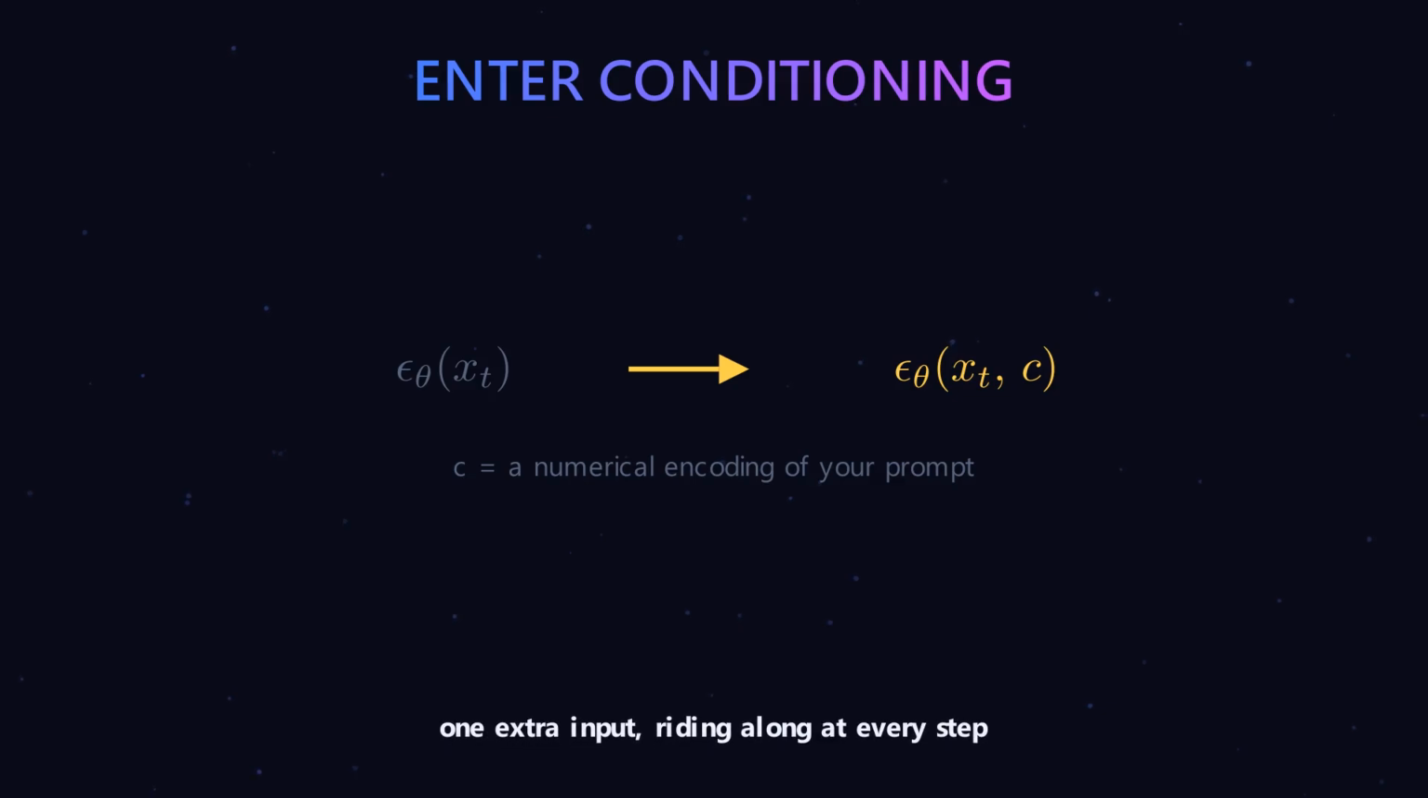The fix is called conditioning, and the idea is almost embarrassingly simple once you see it. Give the network a second input. Instead of asking the UNet to predict what noise was added to this image, we ask it a slightly different question. What noise was added to this image, given that the image is supposed to match this description? In the notation of the field, our old unconditional predictor was epsilon of xt. The conditioned version is epsilon of xt, c, where c is some numerical encoding of your prompt, riding alongside the noisy latent at every single denoising step.